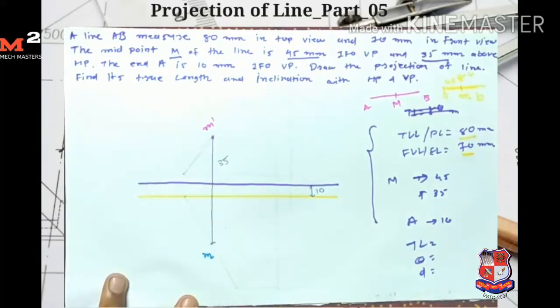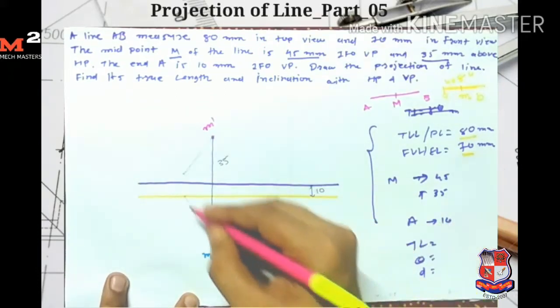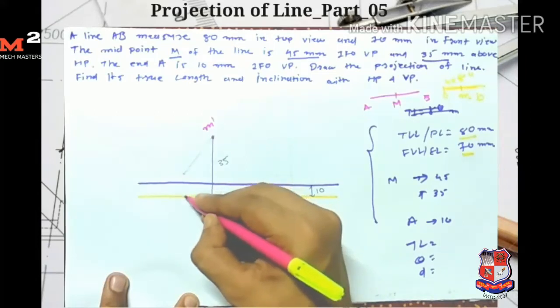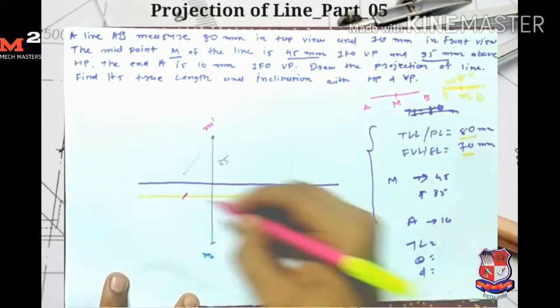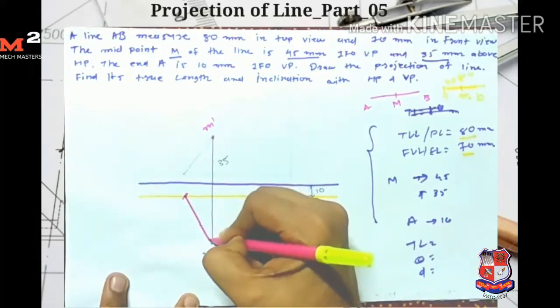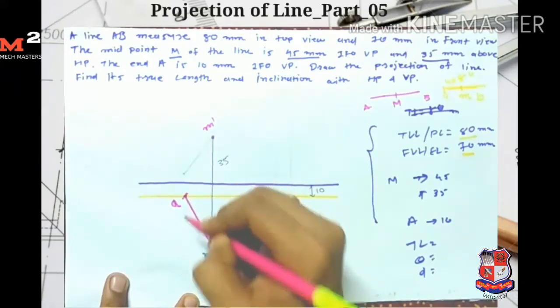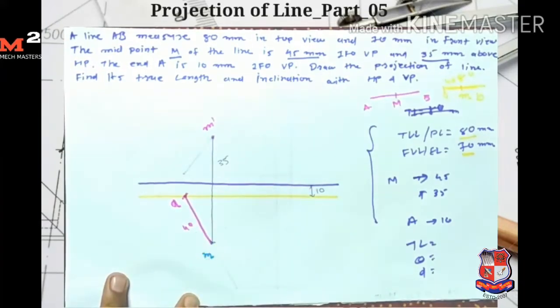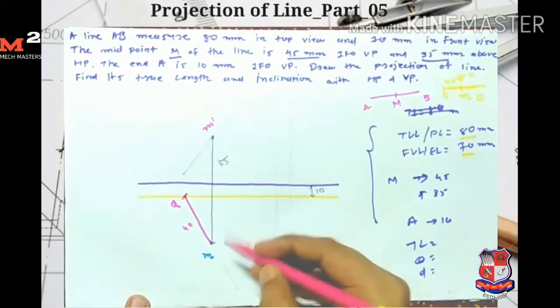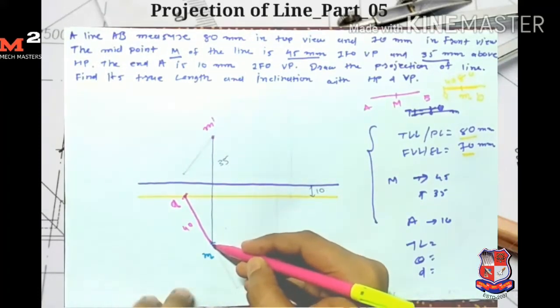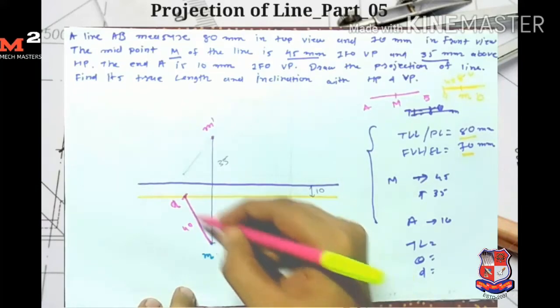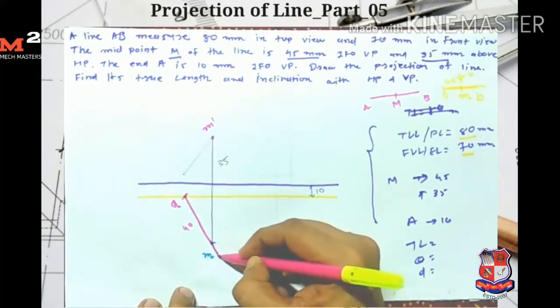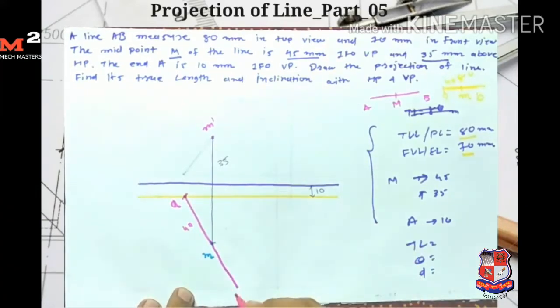So I take 40 mm as a radius and M as a center. I draw one arc which intersects the locus of A here. This distance is equal to 40 mm, so I get my point A here. Now M is the midpoint of line AB, so similarly from this side I extend this line from M up to 40 mm. Here I get my point B. So this line AB is my final top view.